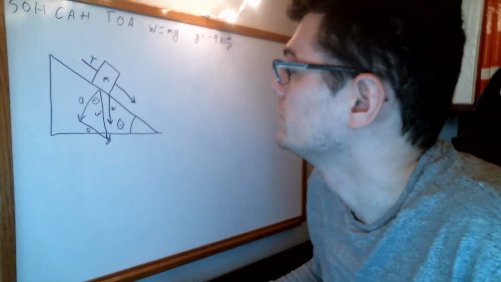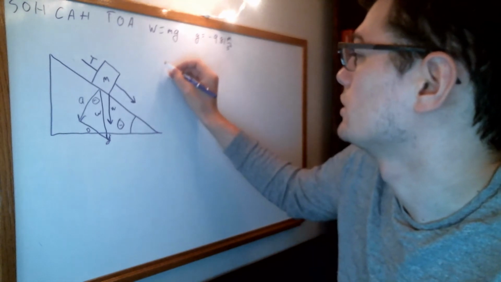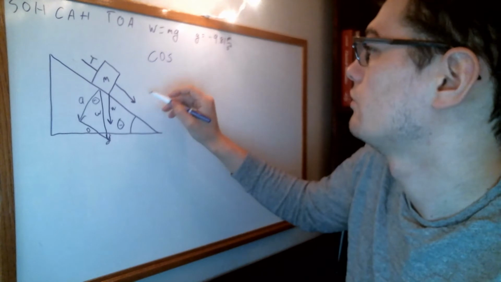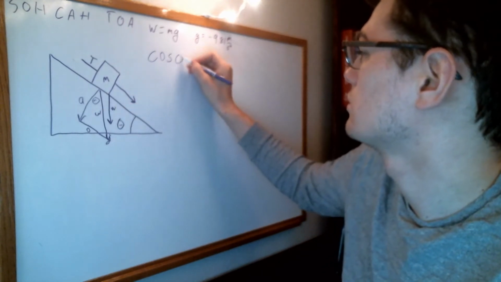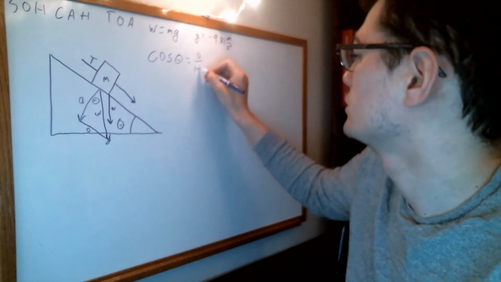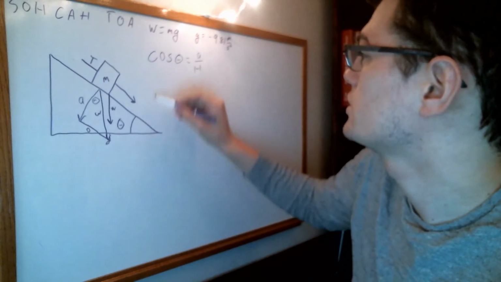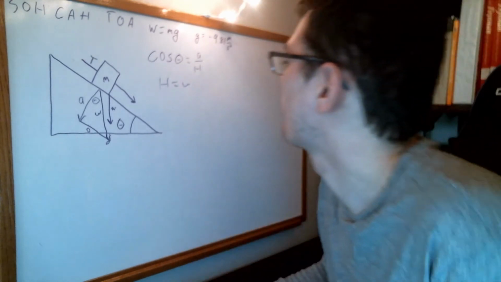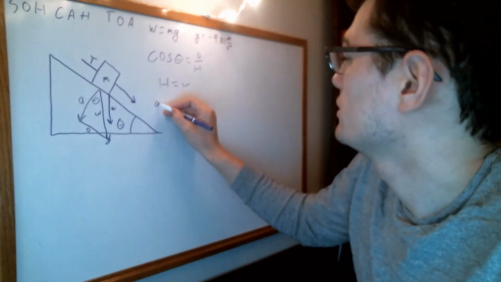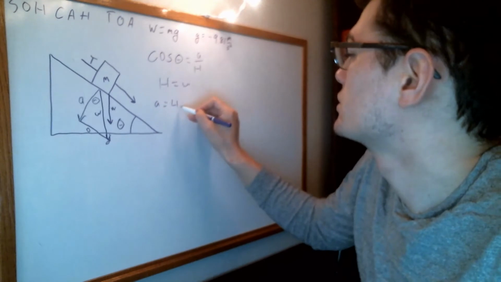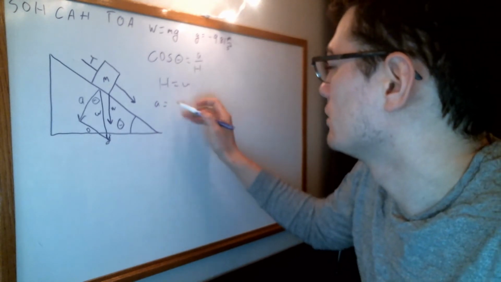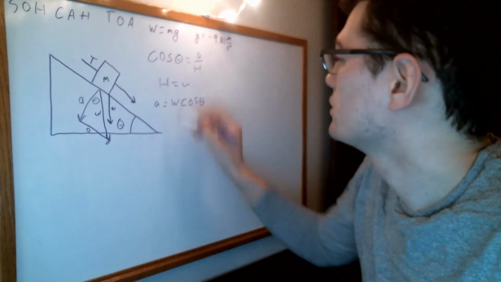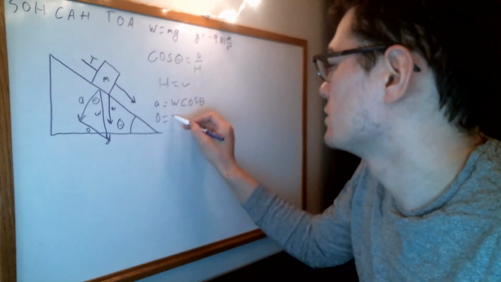So first thing we can do is break this down, and we can say that cosine theta for our adjacent is going to be A over H. So now in this case, H is going to be W. And then solving for A, we get A is equal to H, or I can replace that as W now, cosine theta. And we can do the same for the other trigonometric function, where O is equal to W sine theta.